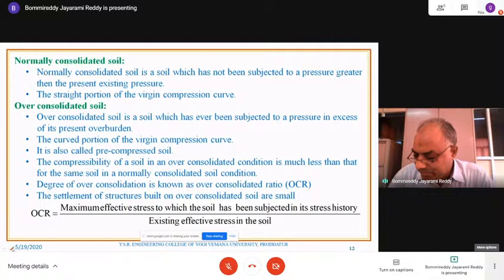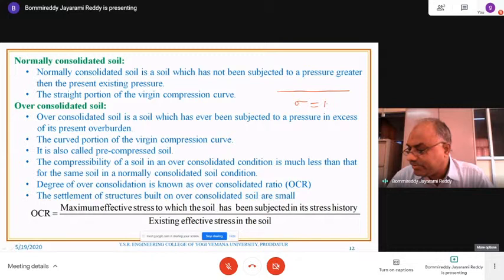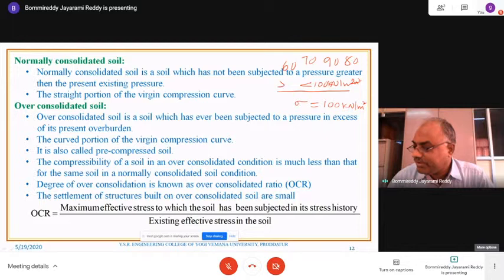So what is the meaning of it? The meaning of it will be, this is the soil, and the existing pressure on the soil will be equal to, say, 100 kilonewton per meter square. In the time history, the stress on it will be less than 100, so that means less than 100 kilonewton per meter square. It may be 70, 90, 80, 60, 50, like that.